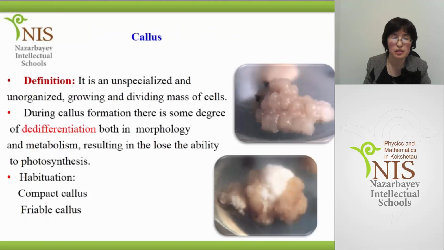And the callus is an unspecialized and unorganized growing and dividing mass of cells. During callus formation, there is some degree of dedifferentiation both in morphology and metabolism, resulting in the loss of the ability to photosynthesize. It has two habits: compact callus in the first picture and friable callus in the second picture.